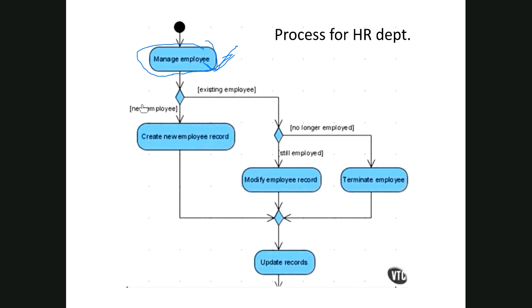So this is your initial state. You have started from here, and this is the process that you have to manage the employee. Now, while managing the employee, this is the first decision that you have to make. This is the first question that you have to answer. Whether I am trying to manage an existing employee or I am trying to manage a new employee. If I'm trying to manage a new employee, I will go this side. And if I'm trying to manage an existing employee, I will go this side. Is it clear to everyone?